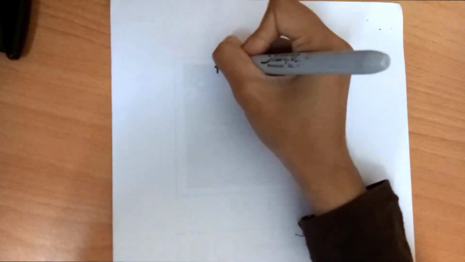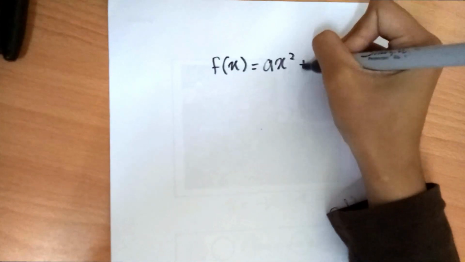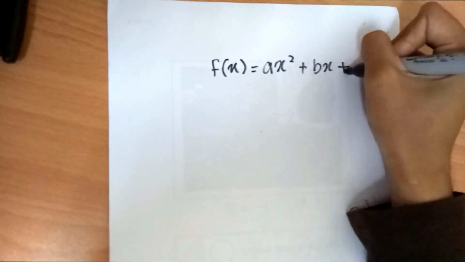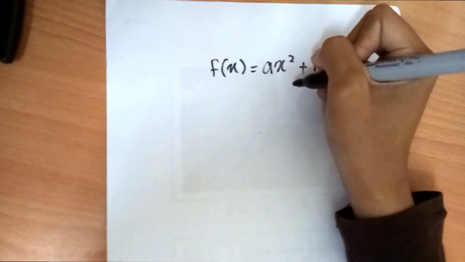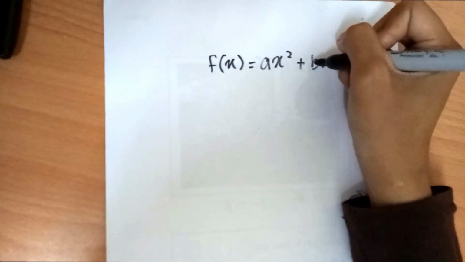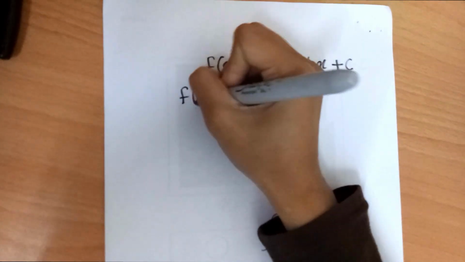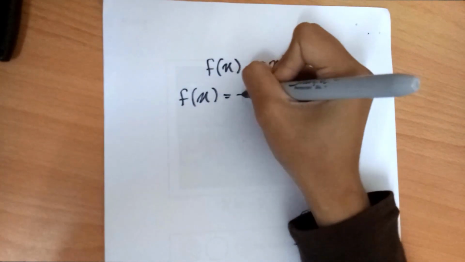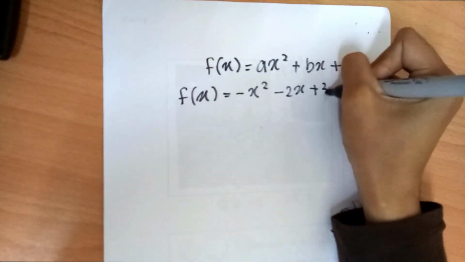Today we're going to learn about graphing a quadratic function. A quadratic function is a function of the form f(x) equals ax squared plus bx plus c, where a, b and c are real numbers and a is not equal to 0. So here we have a quadratic function, which is f(x) equals negative x squared minus 2x plus 3.